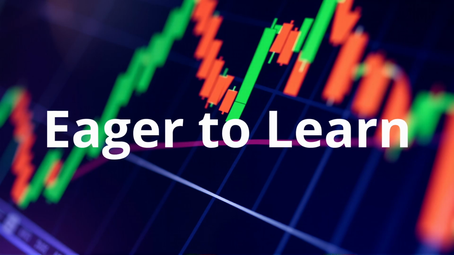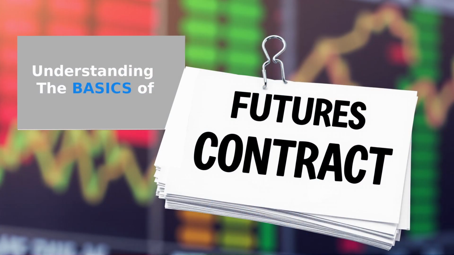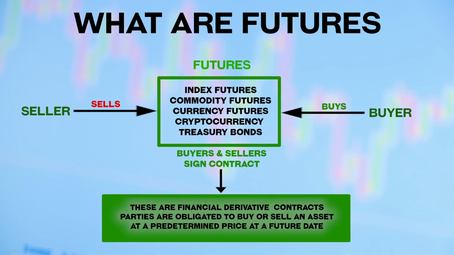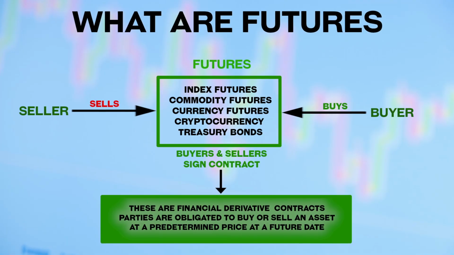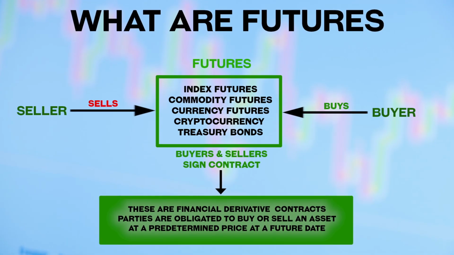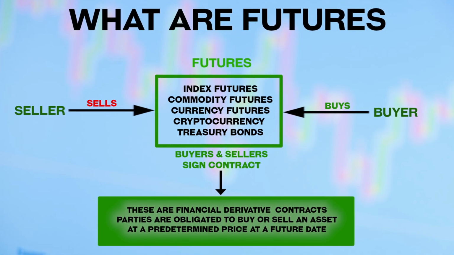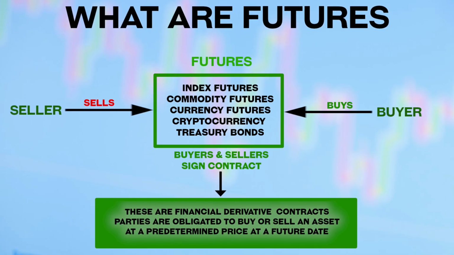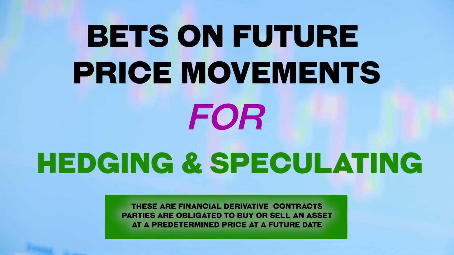So let's get started. In this video, we'll cover the basics of futures trading on candlestick charts and help you get started with confidence. So what exactly are futures? Simply put, futures contracts allow traders to buy or sell an asset at a predetermined price on a future date. This is useful for hedging against price fluctuations and speculating on market movements. Think of them as bets on how prices will move in the future.